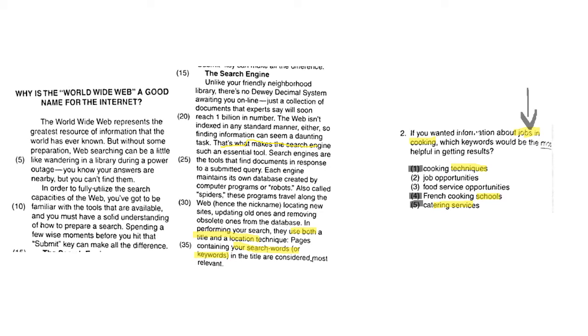Now, number 2 does say about jobs, and number 3 does say about opportunities. But number 2 has nothing about cooking. So job opportunities might give you teachers, doctors, army, lots of different types of job. But you're looking for cooking jobs. So you need to have something about food, cooking, and opportunity, which is the jobs. So the best answer is number 3.